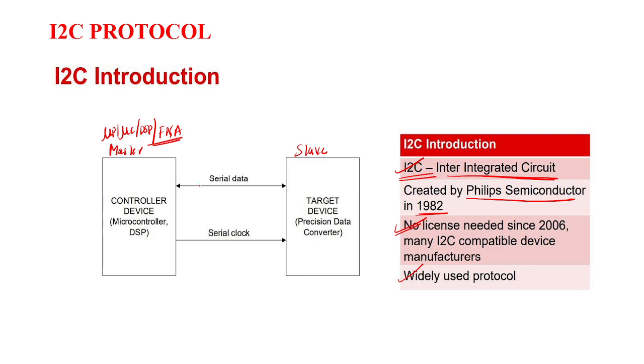There are only two lines. One is SDA, the serial data line, and this is bidirectional. Bidirectional means the master can send data to the slave, or the slave can send data to the master. Next is SCL, the serial clock line. Only the master generates the clock and sends it to the slave, so this is unidirectional, from master to slave. Only two-line communication is supported.